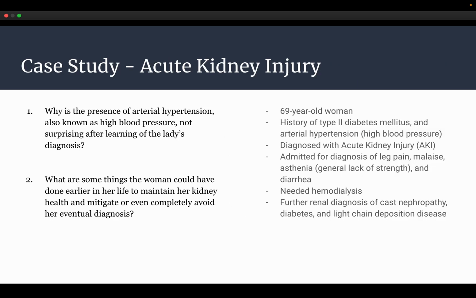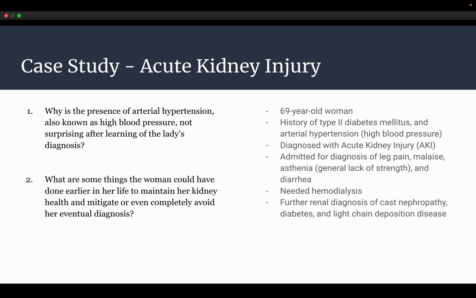I now have some questions I'd like to pose to you to apply your learnings, which I've written on the board and will pertain to the case that I will read out. A clinical case that pertains to the learnings that we have covered highlights the trials and diagnosis of a 69-year-old woman. This woman was ultimately diagnosed with a case of acute kidney injury, or AKI. The woman reported a history of type 2 diabetes mellitus, as well as arterial hypertension. She was admitted to the hospital to be evaluated for leg pain, asthenia, which means a general lack of strength, as well as diarrhea and malaise.